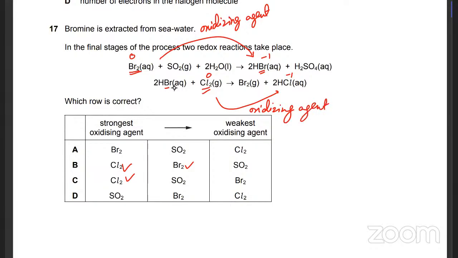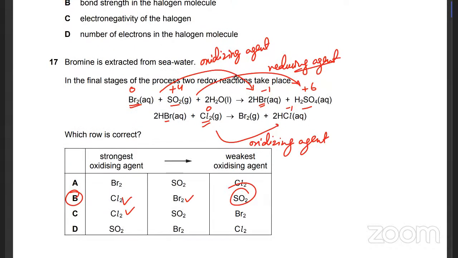The weakest one is sulfur, because what happens to sulfur? Sulfur is plus 4, and over here sulfur is plus 6. So it instead got oxidized. And who gets oxidized? The one that is behaving as a reducing agent. So sulfur isn't even behaving as an oxidizing agent. So that's the weakest one. Is that clear based on the data that's given to us? Is this question clear? Yes, sir.